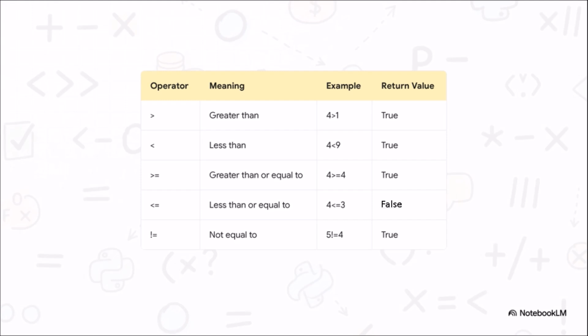And pay very close attention to that double equal sign. This is a classic rookie mistake. A single equal sign is for assigning a value, like x equals 5. But a double equal sign is for asking a question. Hey computer, are these two things the same?